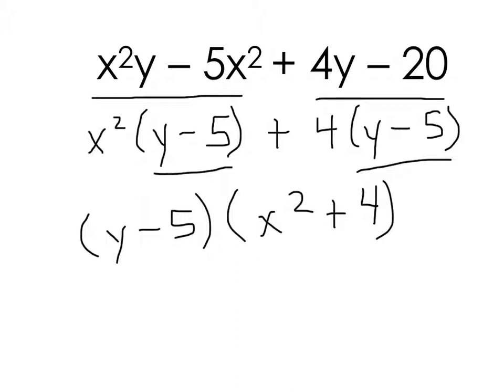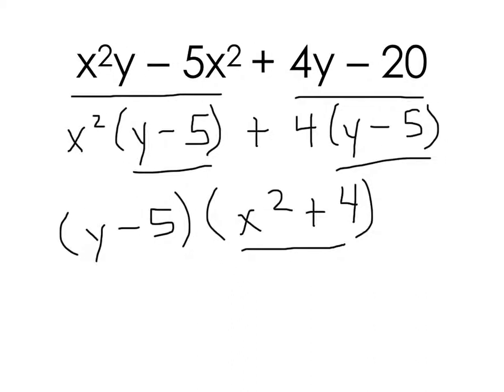Now, I have to say, looking at this, I think I'm through, but I should look at that because it's got an x squared in it and say, can I factor that? No, I can't. So that's it. We're through. We have factored by grouping.